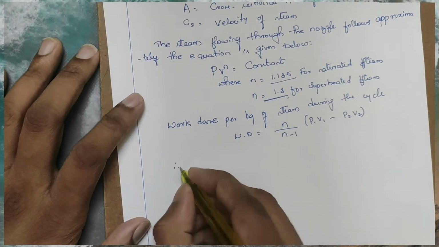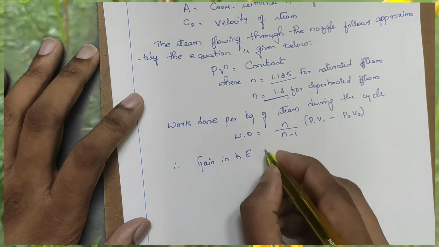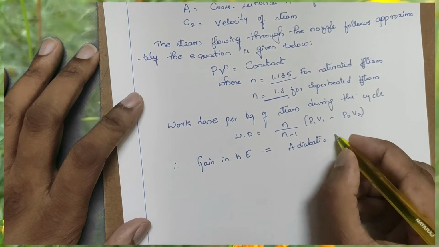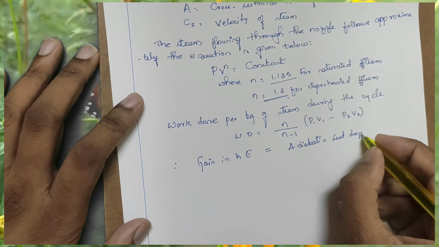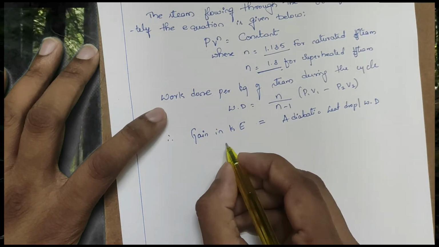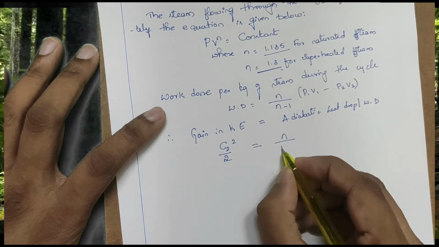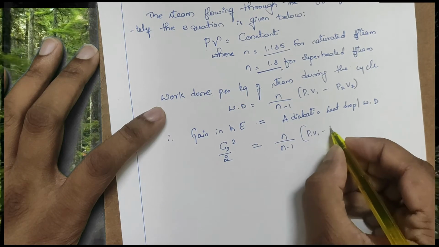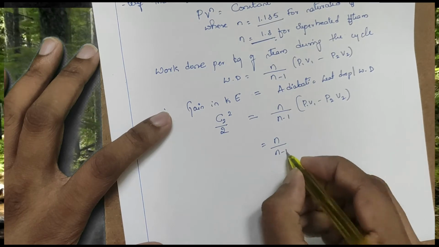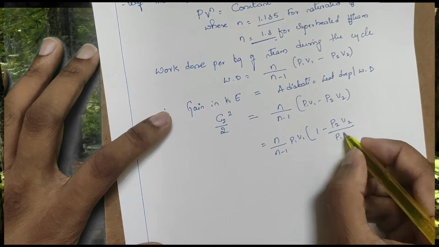Therefore, in the nozzle, the gain in kinetic energy is equal to the adiabatic heat drop or work done. If you neglect the initial velocity, you get C2 square by 2 equal to n by n minus 1 into (P1 V1 minus P2 V2). Okay, you can take P1 V1 as common, so 1 minus P2 V2 divided by P1 V1.